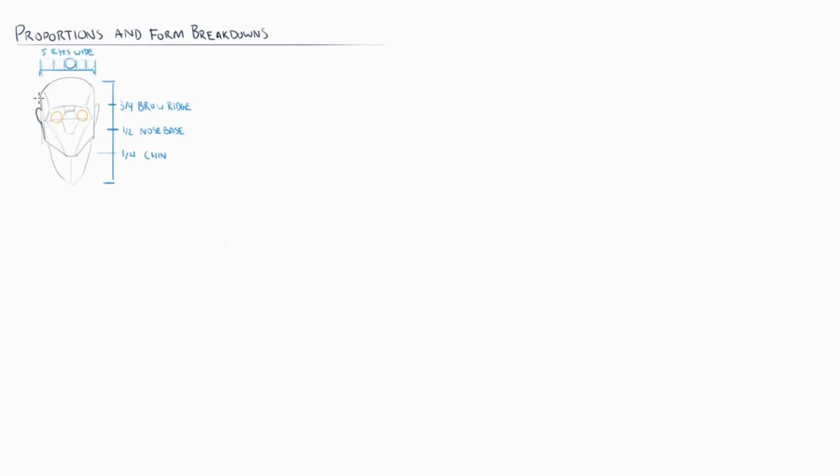So let's have a look at some proportions and simplifications we can use to boil down some of what we looked at so far. The head and neck can be broken down into fourths, with the sternum as your base, the chin a fourth up, the base of the nose at one half, the brow ridge at three quarters, and finally the top of the head. The width of the head in front view is roughly equivalent to 5 eyeballs wide.